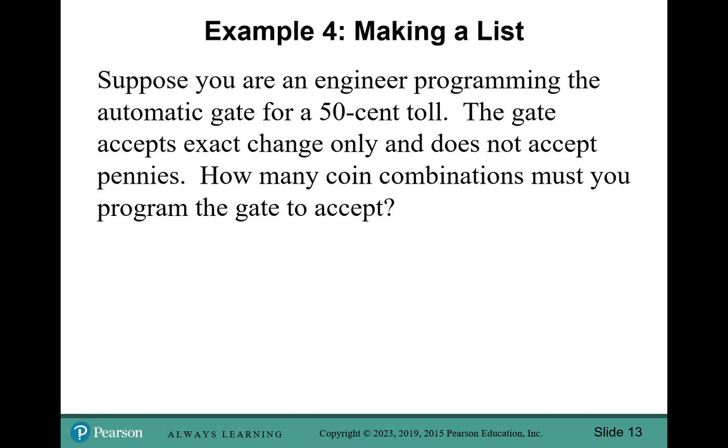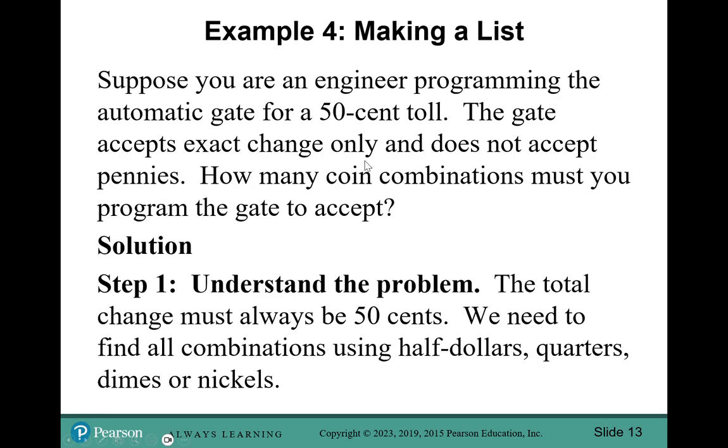All right, example 4. It says, suppose you are an engineer programming the automatic gate for a 50-cent toll. The gate accepts exact change only. It does not accept pennies. How many coin combinations must you program the gate to accept?